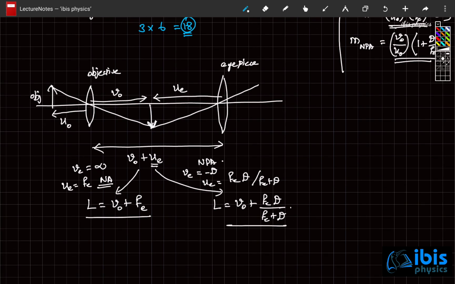Magnification in the case of normal adjustment is D by FE. Magnification in the case of near point adjustment is 1 plus D by FE. So we have discussed magnifications and lengths of the microscope.